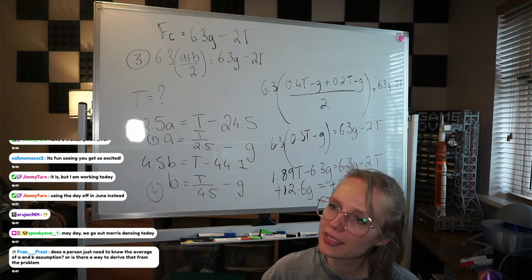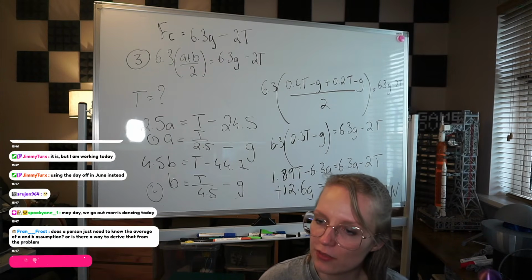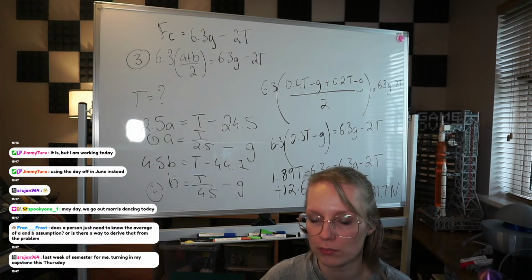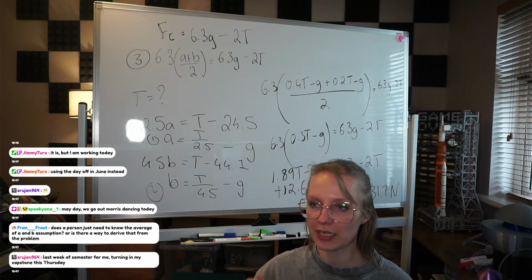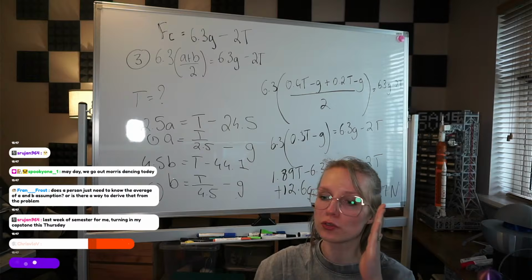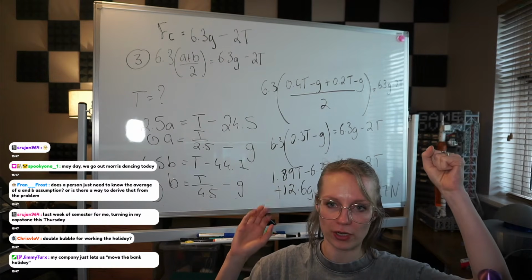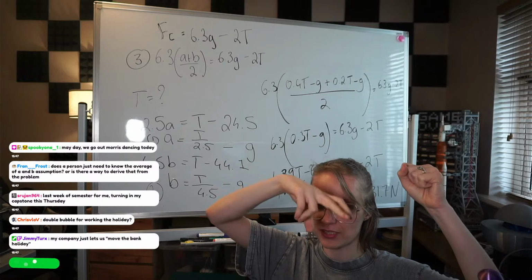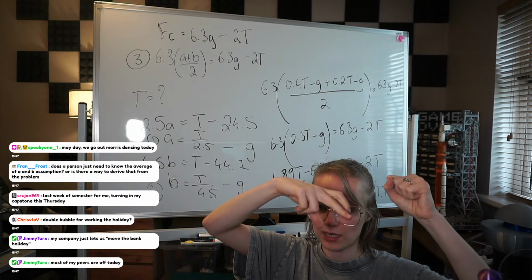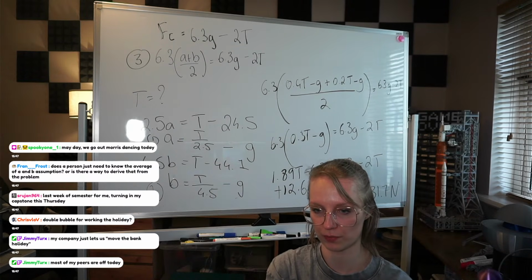No, it's an assumption, sure, Fran Frost, but it has to be true. If you've got 2 tensions and 2 of the strings going through, then the acceleration of one and the acceleration of the other, if it's connected by 2 strings, it has to be the average of the 2.